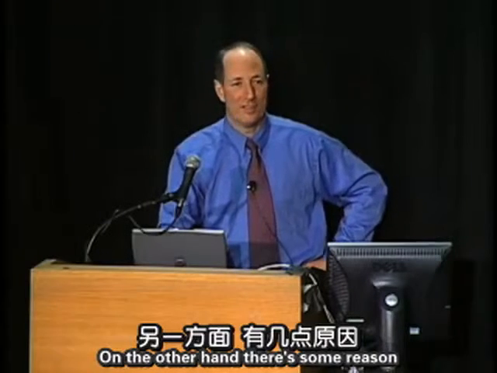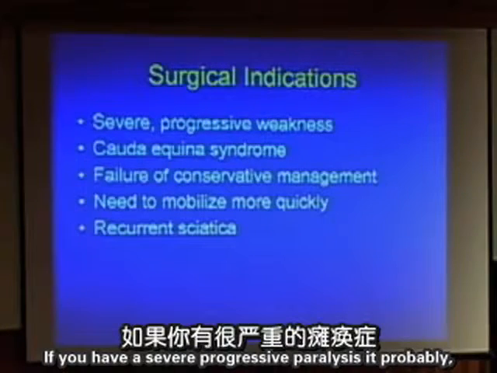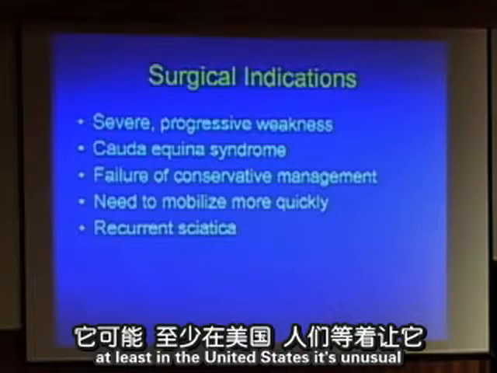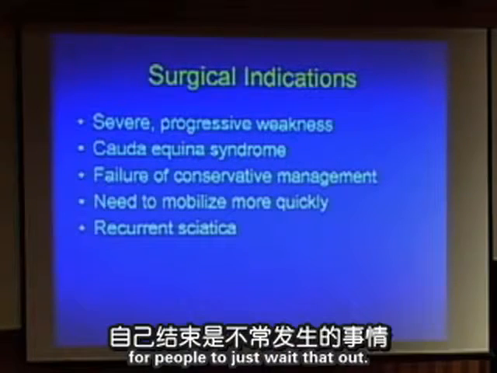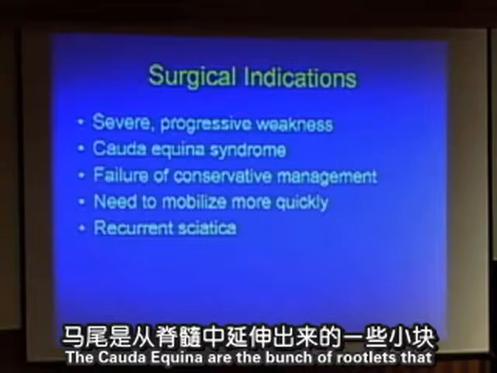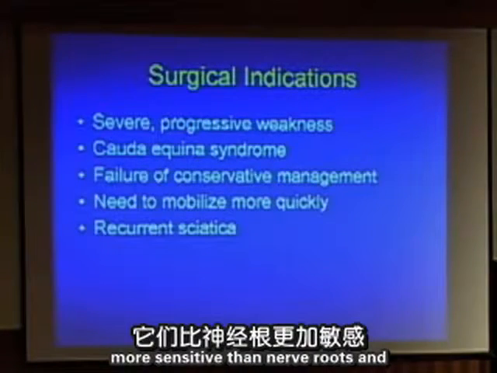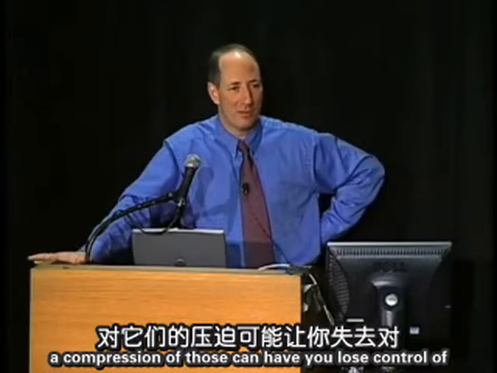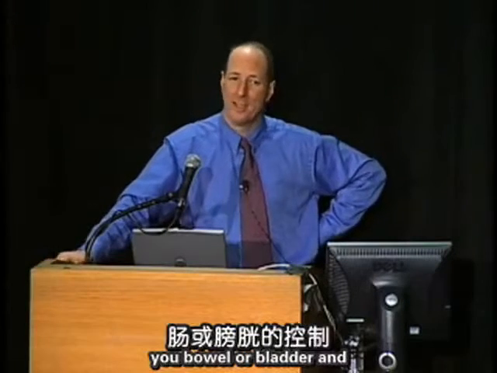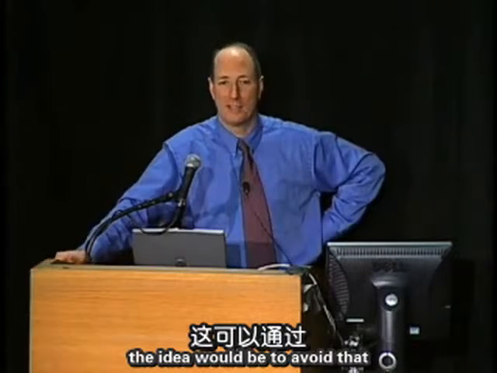On the other hand, there are some reasons to go to surgery right away. If you have a severe progressive paralysis, at least in the United States, it's unusual for people to just wait that out. You try to take the pressure off the nerve with the expectation you can make it better. The cauda equina are the bunch of roots, rootlets, that are coming off the spinal cord, and they are somewhat more sensitive than nerve roots. A compression of those can have you lose control of your bowel or bladder. Obviously that's a catastrophic problem, and the idea would be to avoid that by taking the pressure off there.